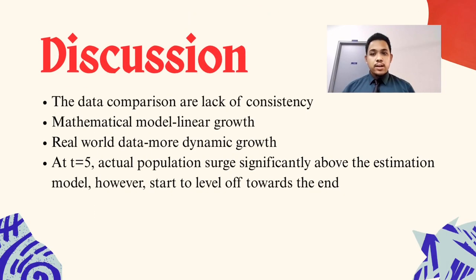So now, let's go through the discussion. After comparing the particular solution data and the actual population data, it reveals a clear lack of consistency, while the mathematical model assumes constant growth. However, the real-world data is far more dynamic. Specifically, from T0 to T5, the model is relatively accurate. However, from T5 onwards, the actual population surged significantly above the estimation. Toward the end of the period, we see that it begins to level off, suggesting that the growth rate is slowing down and returning toward the model's trajectory.